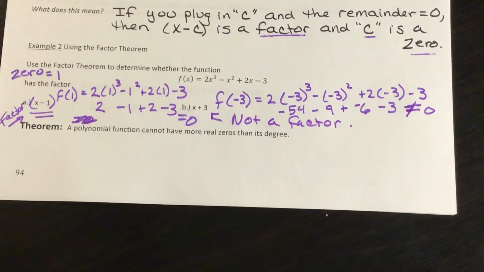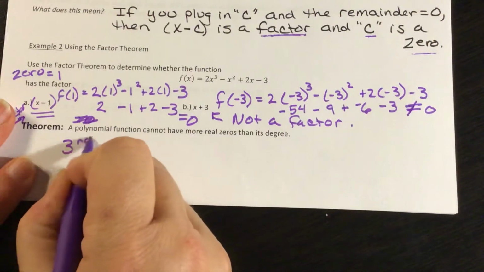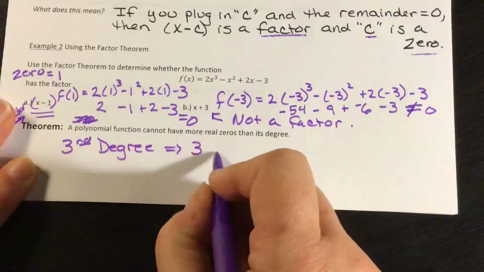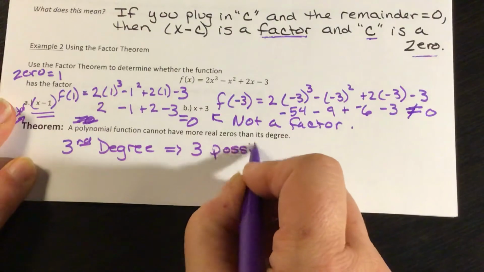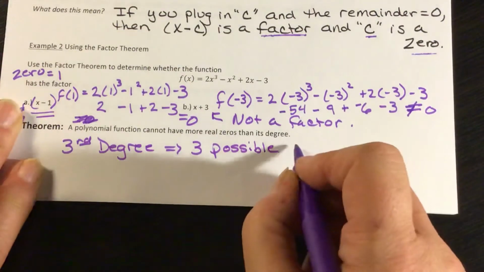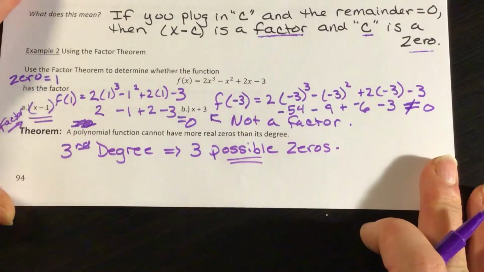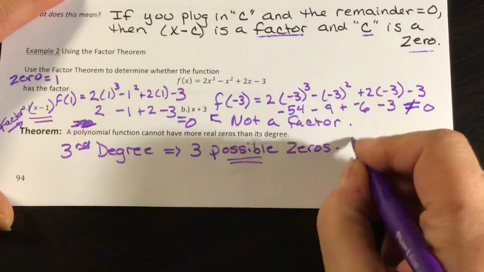So when we're looking at polynomials, it is helpful to know how many possible zeros we can have. And it's a very simple rule that the degree tells us the maximum number of zeros I can have. So if I have a third degree, I have 3 possible zeros. Or maybe I could say instead of 3 possible zeros, I have at most 3 zeros.